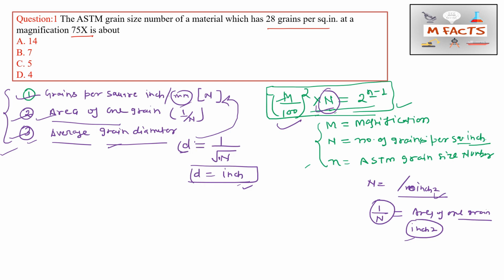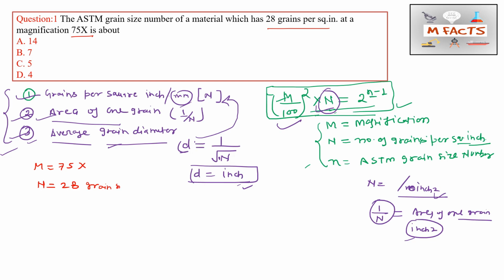Okay, so for this question, these are the concepts I have told you. Okay, so the ASTM grain size number of material which has 28 grains per square inch at magnification 75x. Okay, so in this question M is 75, they have given. If they do not give, I will take 1x, and you have to also do the same. And the 28 grains per square inch means they have given 28 grains per square inch. Okay, so they have given this value.